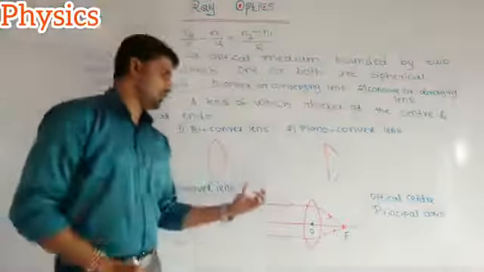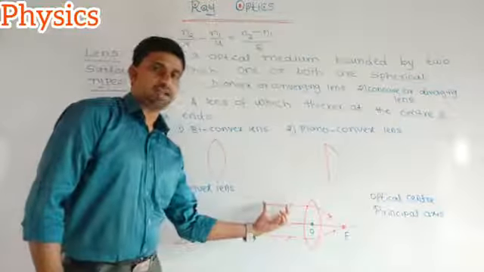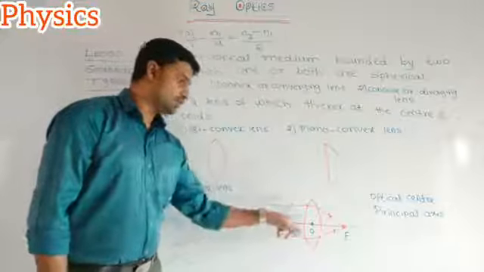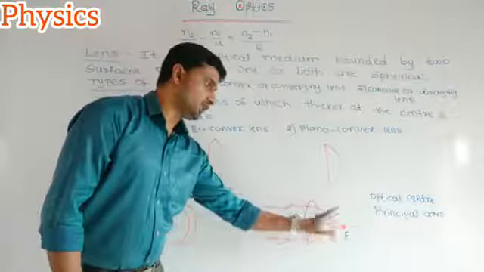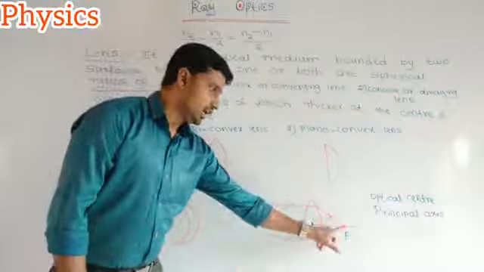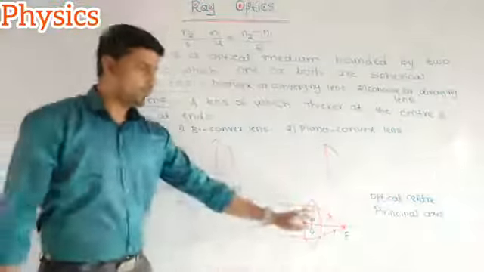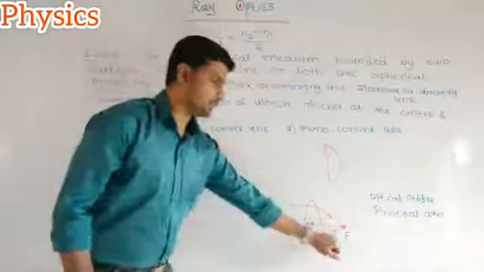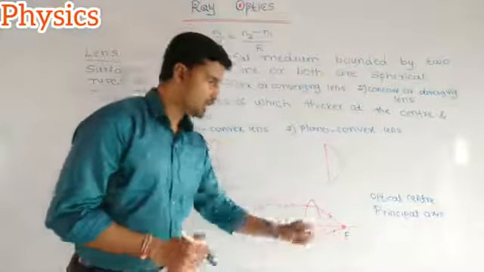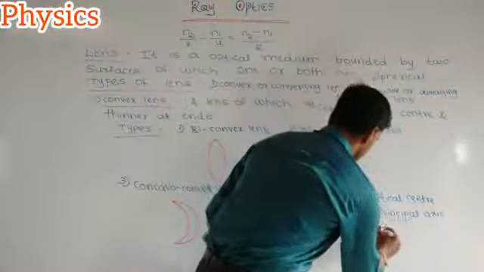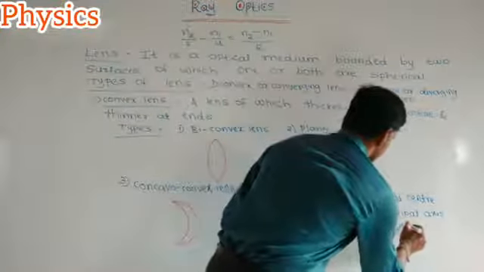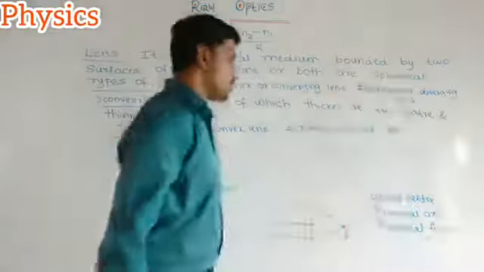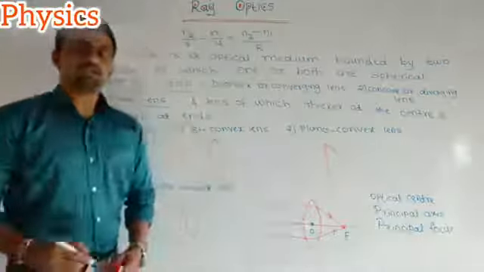When we incident parallel rays of light on this biconvex lens, after refraction those rays of light will converge at some point on the principal axis, and that point is called the principal focus. This point is called the principal focus, and because of the converging nature of this lens, it is called a converging lens.